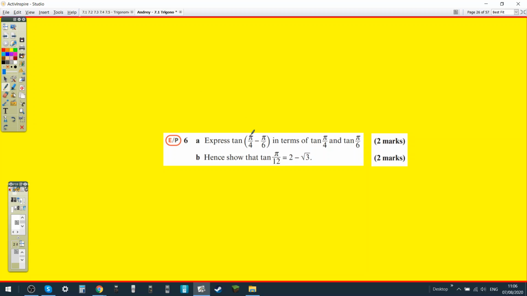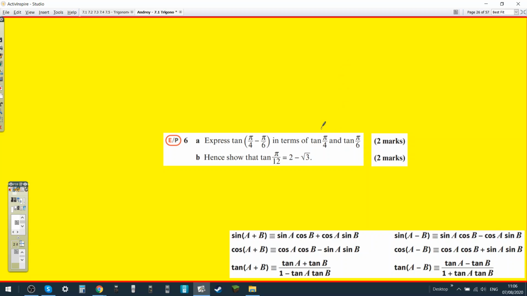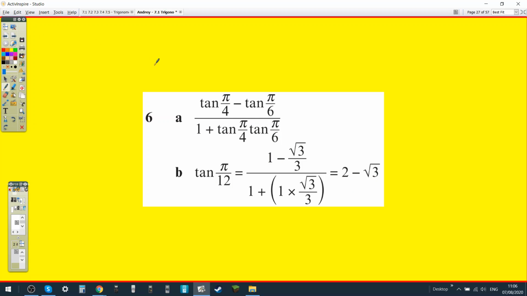This is very similar. Put it in a tan of something minus something. Just put it in the formula. Tan pi over 4 as A, tan pi over 6 as B. And then you put it in a calculator and you should get that answer. And you write each one individually. Tan pi over 4 is 1. Tan pi over 6 is root 3 over 3.